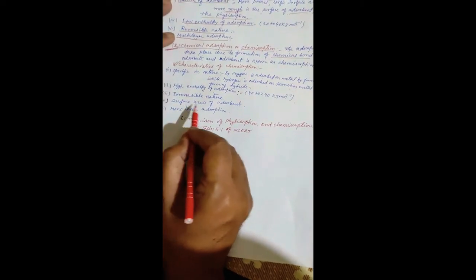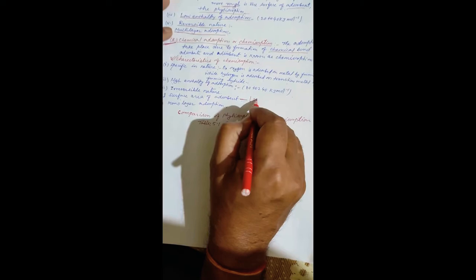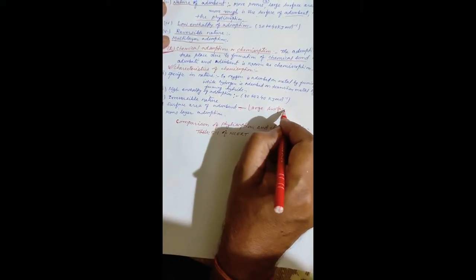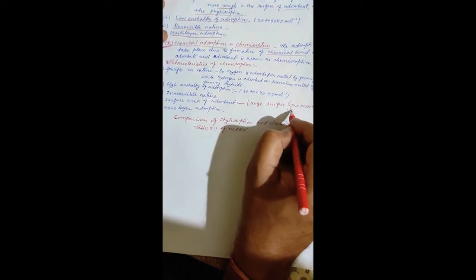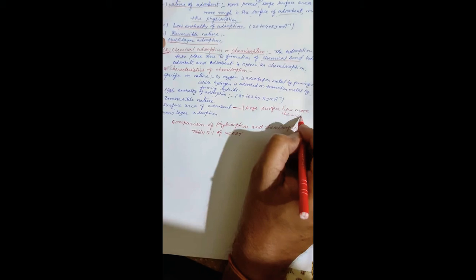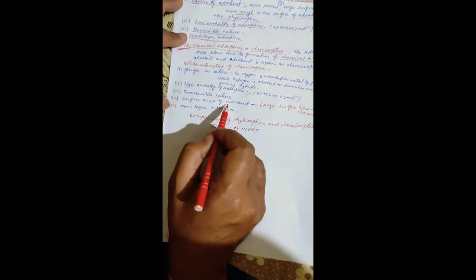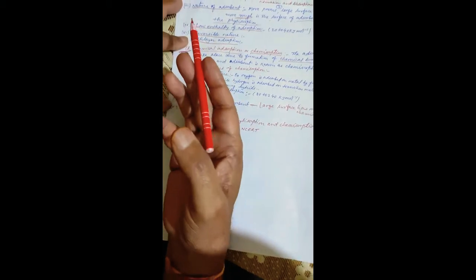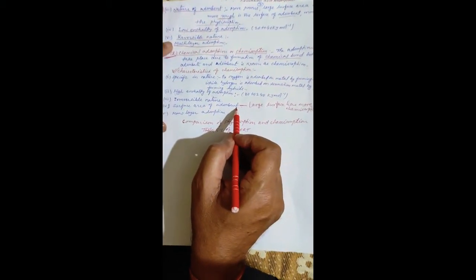The fourth point is surface area of adsorbent. Naturally, large surface area has more chemisorption. Because it is a surface phenomenon. If the surface area is large, then the formation of chemical bond is more and more. This large surface area is also favorable in case of physisorption, but in chemisorption also it is the same.